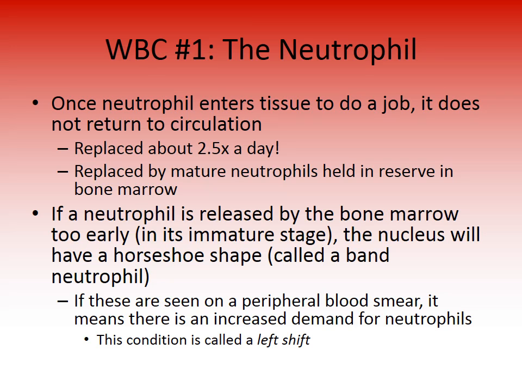So these are seen in the peripheral blood. If these are seen in a peripheral blood smear, it means that there's an increased demand for neutrophils. Again, it could be due to an infection or something like that. And this condition is called a left shift. So if you ever hear of a patient that has a left shift, that's what they mean: there are band neutrophils in the peripheral blood smear that you're looking at. And that's atypical. That shouldn't happen and needs to be noted, and the doctor needs to know that, because that is a left shift. There are immature neutrophils being spit out by the bone marrow.